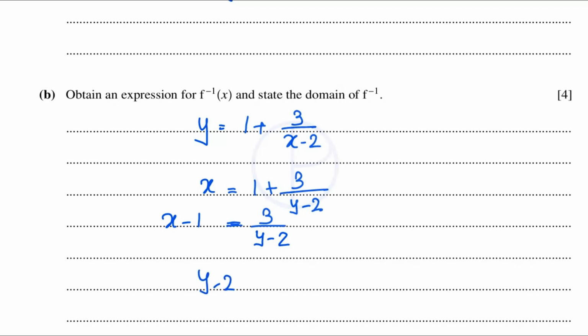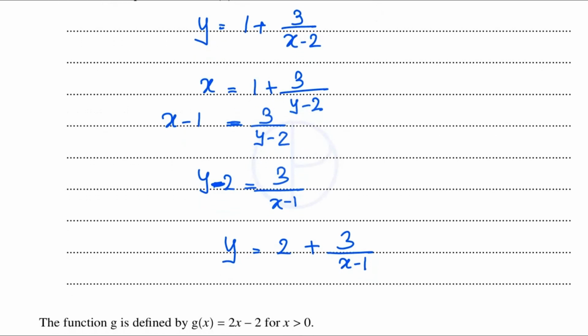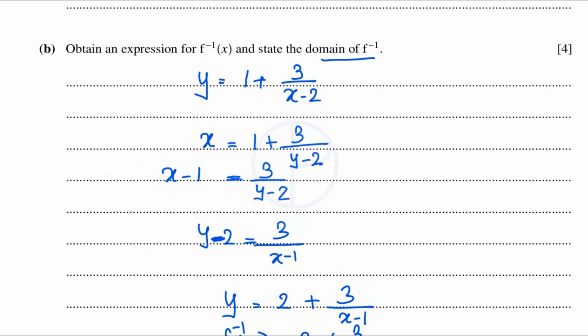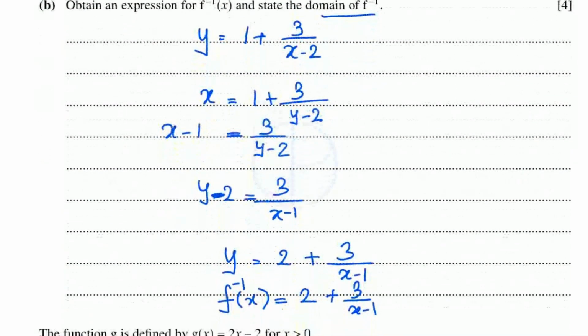So y minus 2 is equal to 3 divided by x minus 1. Now add 2 on both the sides. So we get y is equal to 2 plus 3 over x minus 1. Okay. This is the f inverse of x: 2 plus 3 divided by x minus 1. Okay. So state the domain of f inverse. What is the domain of f inverse? Which is nothing but the range of f of x. Range of f of x is f of x greater than 1.